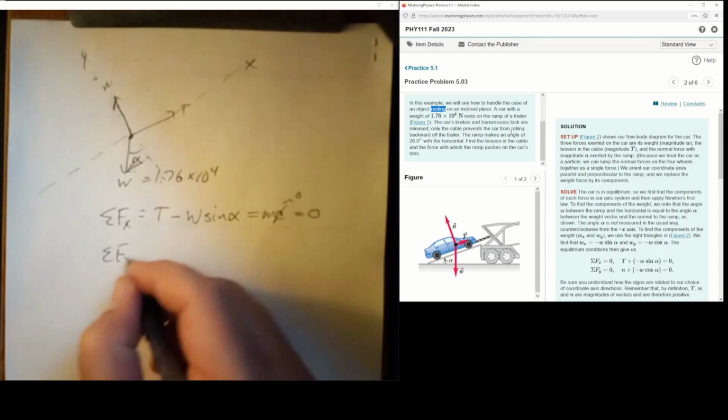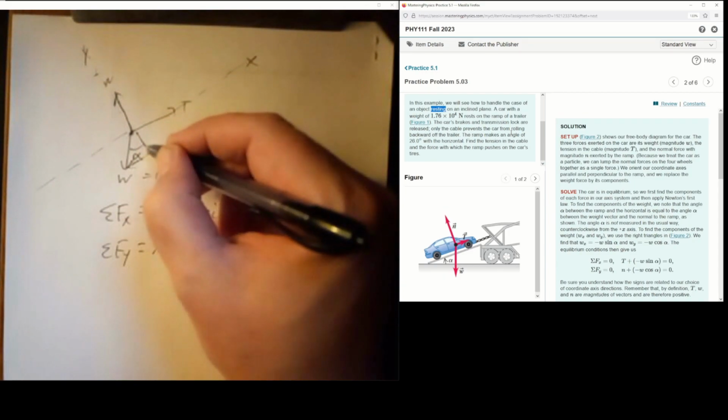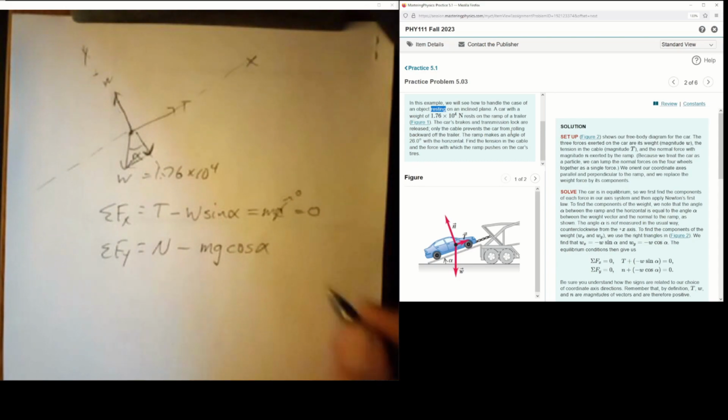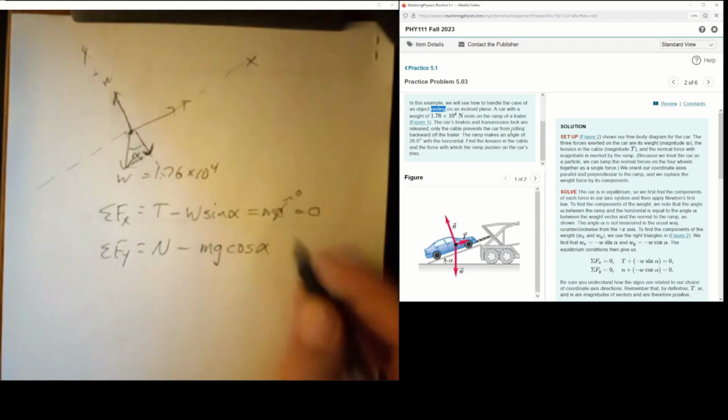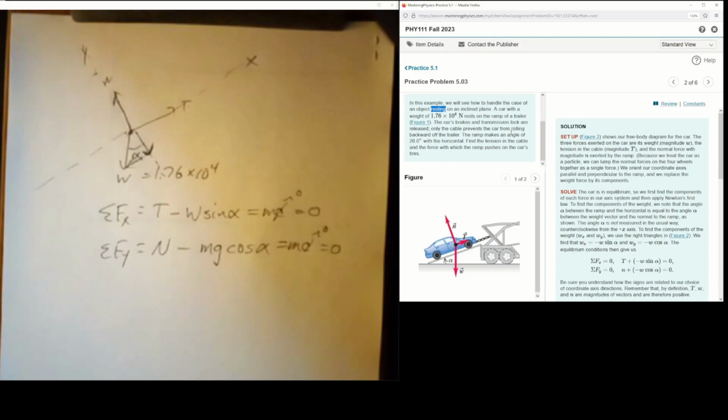Looking at the y direction, we got going up the normal force, all in a positive y. And in the negative, we've got this component here going in the negative direction. That's the adjacent angle of the triangle. Cosine will get us adjacent. And Newton says it equals ma. But the car is not going up or down on the ramp in the y direction here. So the acceleration is again 0, which makes the whole equation 0.